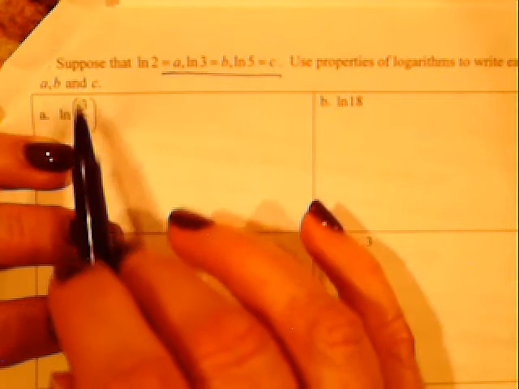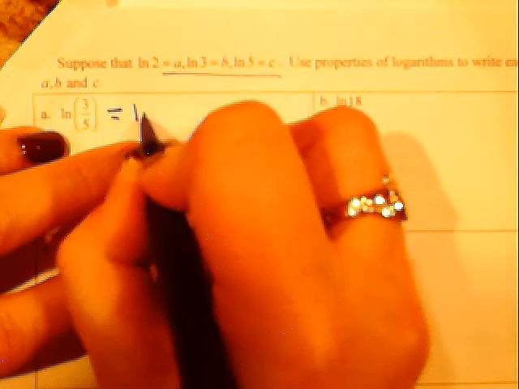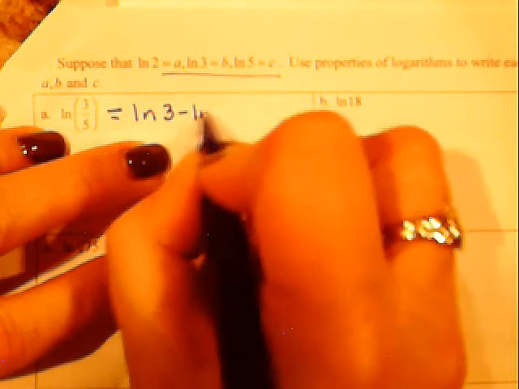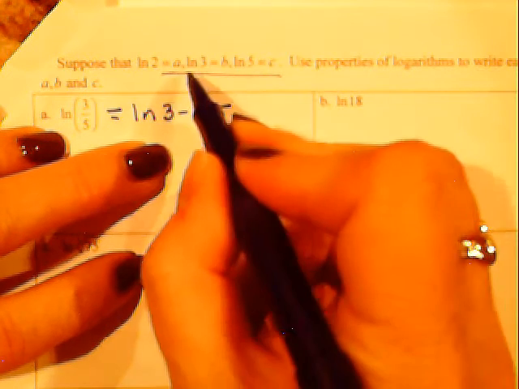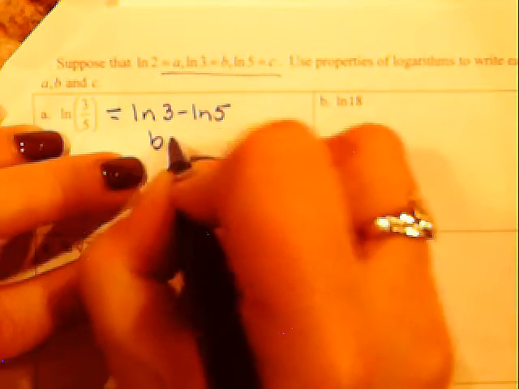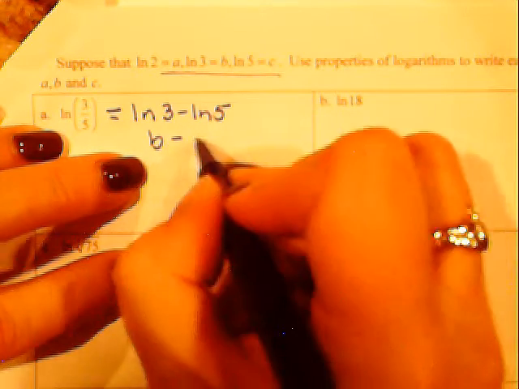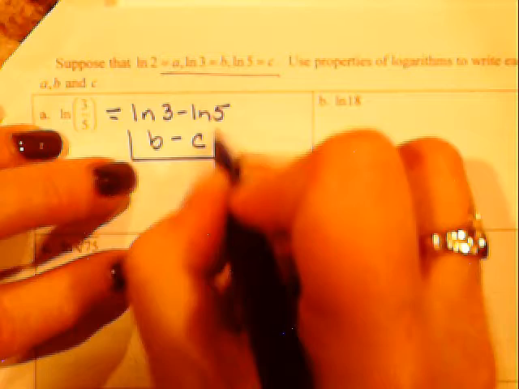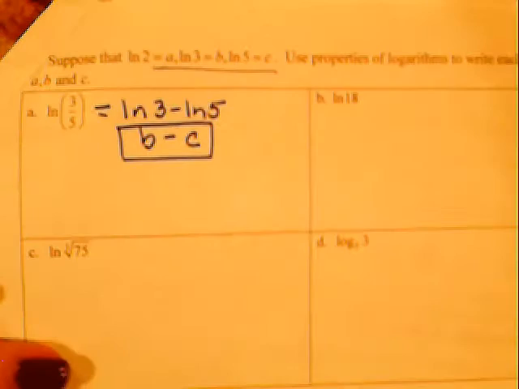Again, you're taking the natural log of a quotient. So using your quotient property of logarithms, I can rewrite this as the natural log of 3 minus the natural log of 5. Well, by the information given, natural log of 3 is equal to b, so I can substitute b in for natural log of 3, minus substituting the c for natural log of 5. So I'm rewriting in terms of a, b, and c.